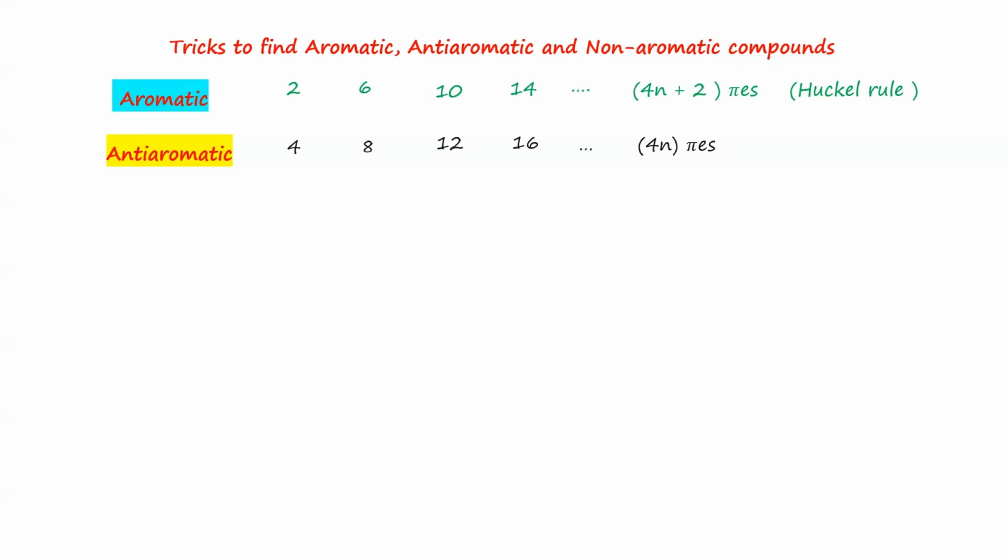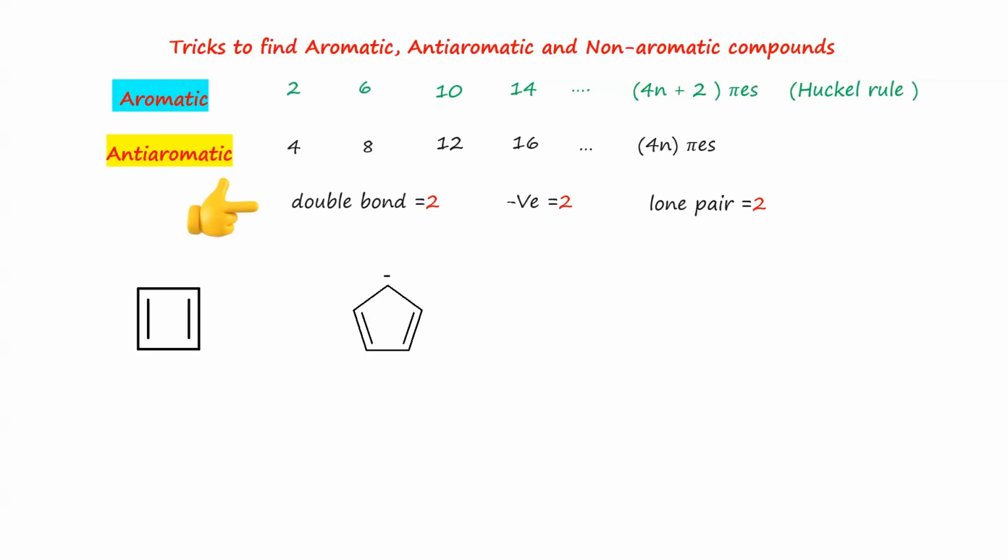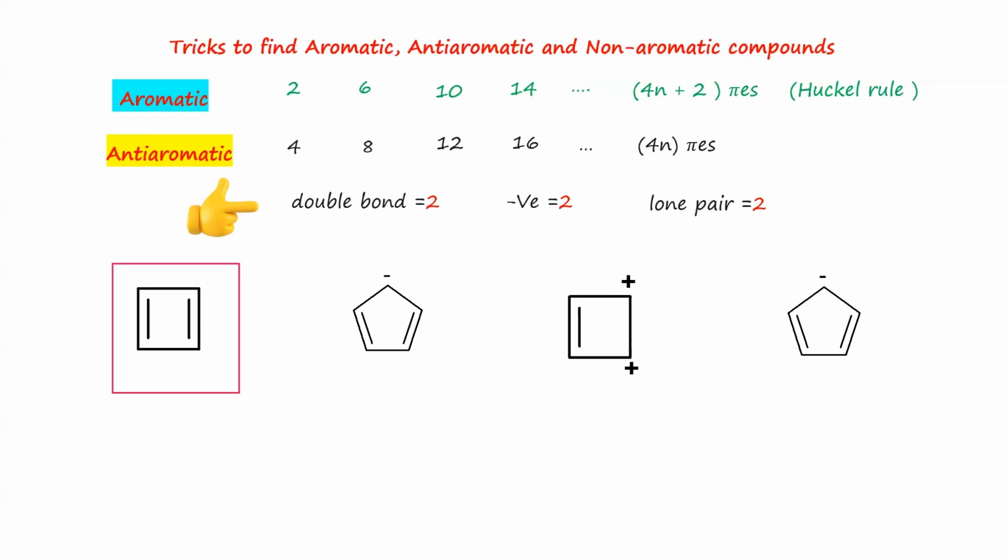So with the help of these pi electrons, we can identify whether the given organic compound is aromatic or anti-aromatic. Now you should remember: for a double bond, 2 electrons; for a negative charge, 2 electrons; and for a lone pair of electrons, 2 electrons. These are the examples. You have to identify the aromatic or anti-aromatic organic compound.